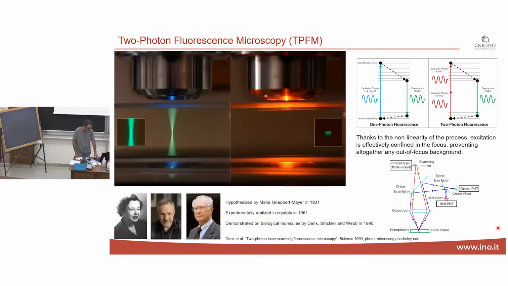Another technique that we use is two-photon fluorescence microscopy. So we use two-photon absorption, which is a nonlinear process, and so it happens only at the plane where your laser is focused, and also you are pretty sure that the fluorescence comes from exactly there. So it has intrinsic optical sectioning capabilities.